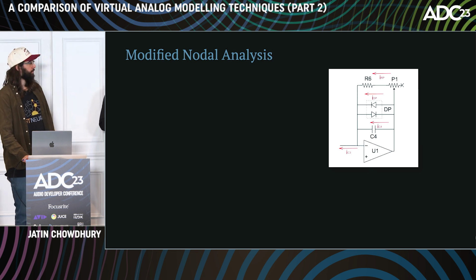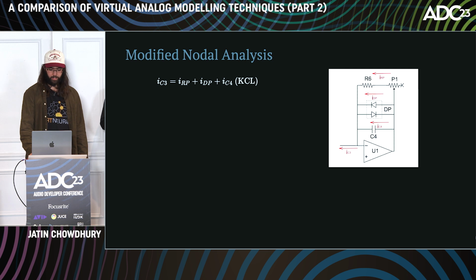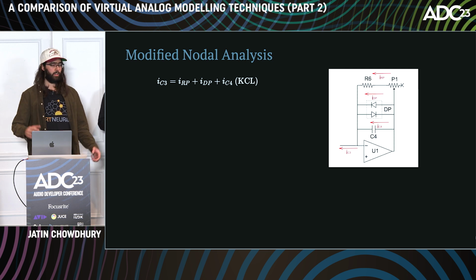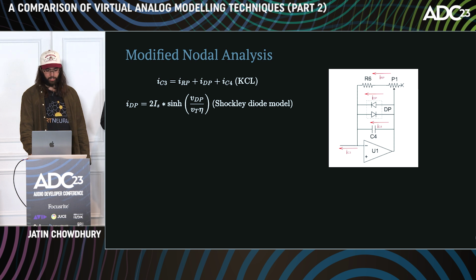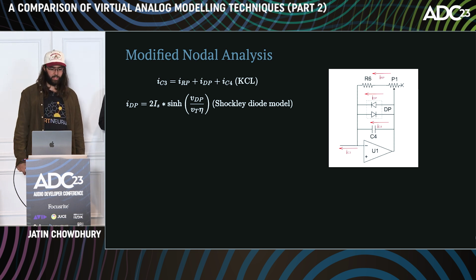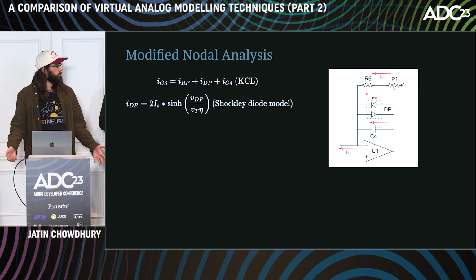Now we get to the more interesting part. So we have our feedback path. Again, we can use Kirchhoff's current law to relate the different currents going through this part of the circuit. So IC3, the current through capacitor 3, we computed on the last slide. But now we have this diode pair current, and that's going to be a bit more complicated.